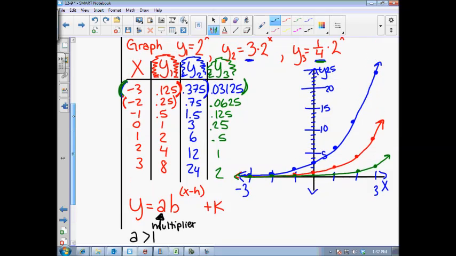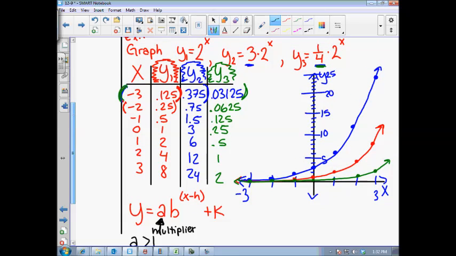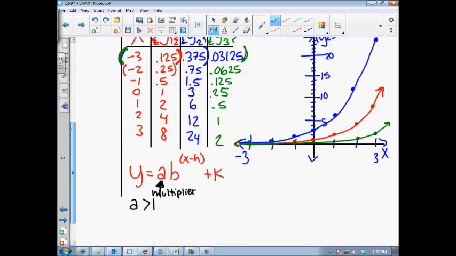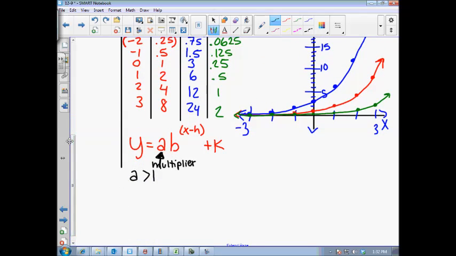For instance, the blue graph was multiplying by 3. So A is 3. So the blue graph, it got steeper, right? That's called a vertical stretch. When you stretch something, it gets steeper faster.